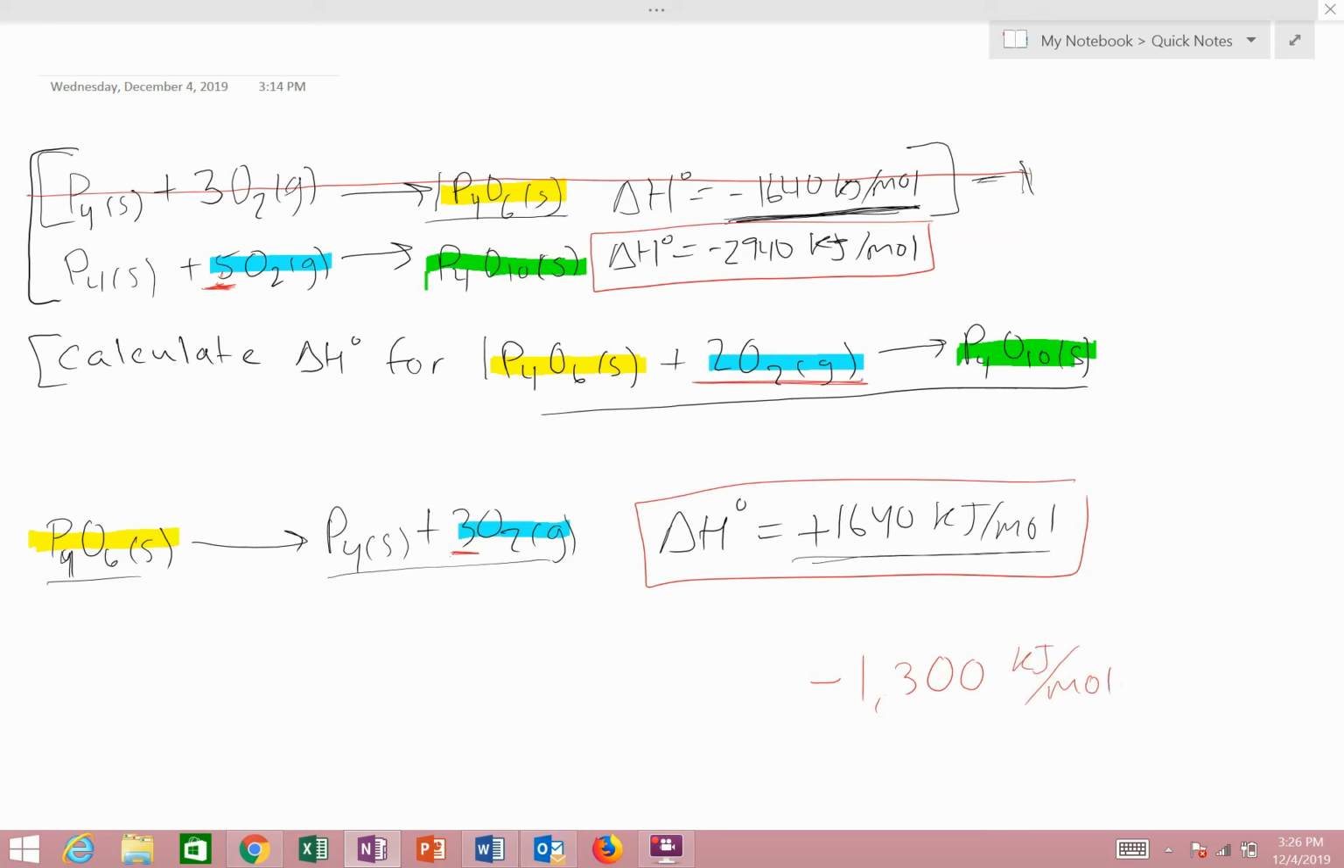And just to make sure that that is the correct answer, according to the ACS website, it says that the answer is, yes, that is the answer, but it's in scientific notation. They have -1.30 times 10 to the 3 kilojoules per mole.